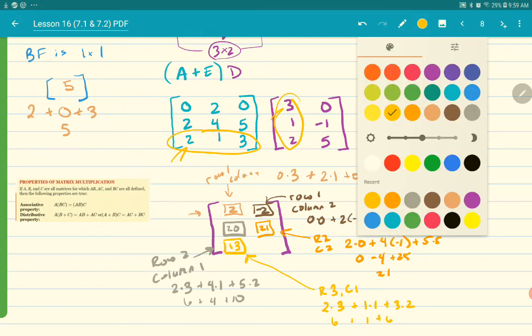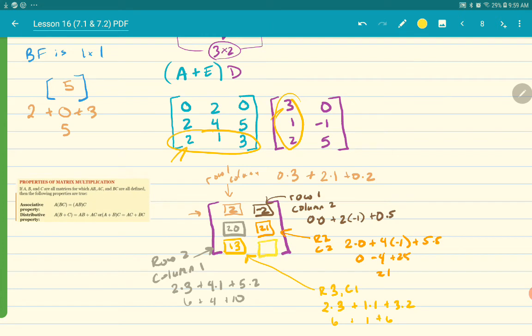And that last number, we have run out of space, is what we have done. So that guy is going to be row 3, column 2. Multiplying these two together, I multiply 2 times 0 plus 1 times -1 plus 3 times 5, which is 0 plus -1 plus 15, so 14.